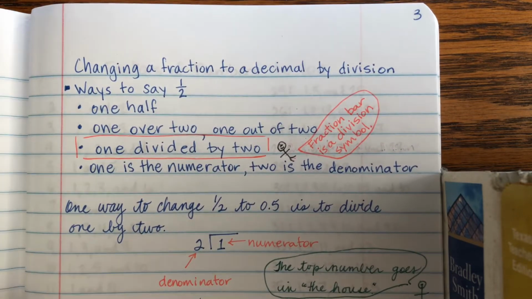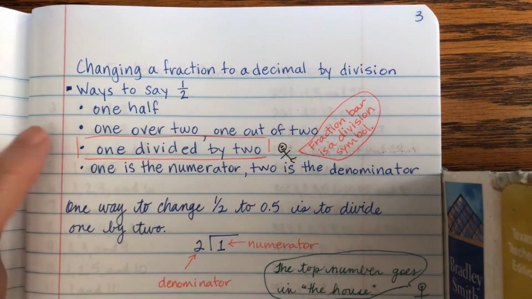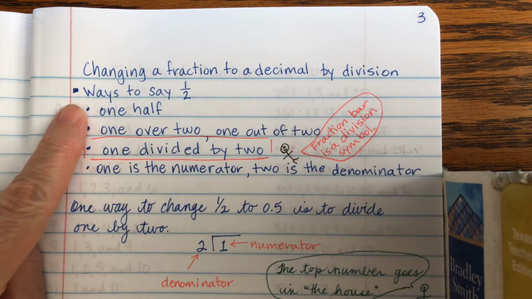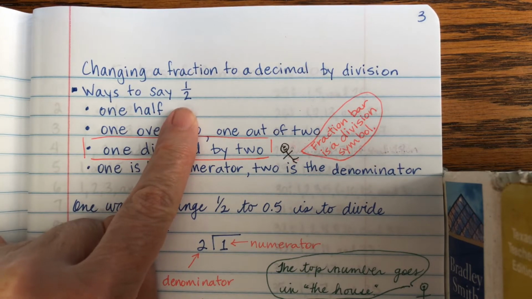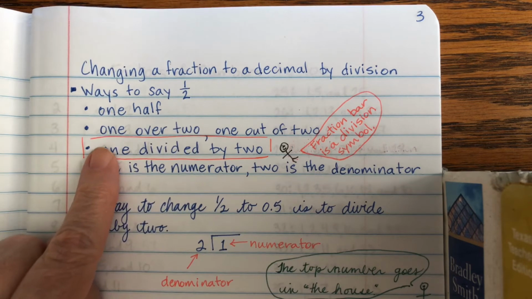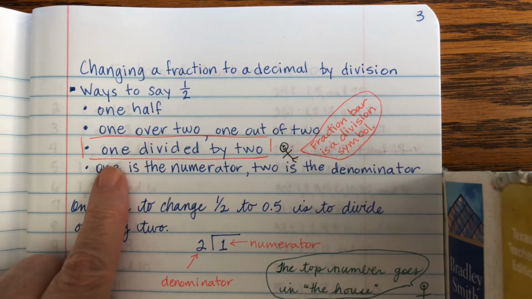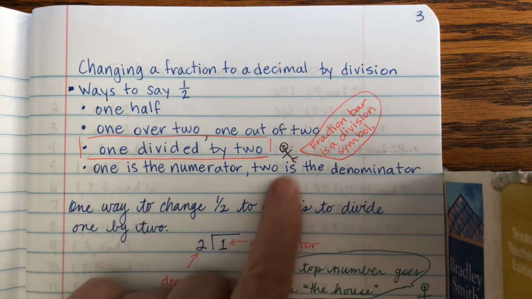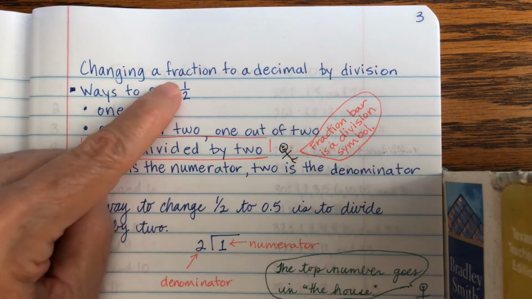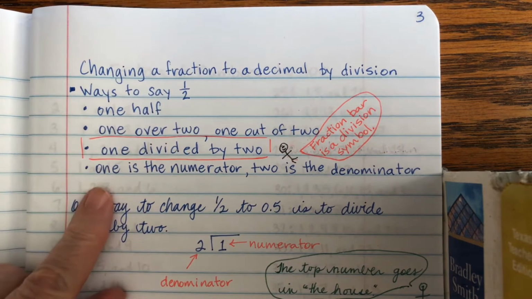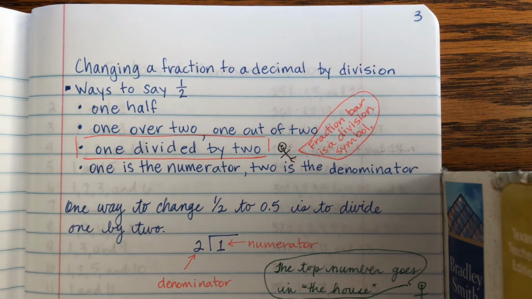So next I wanted to talk to you about changing a fraction to a decimal by division. That's the title line. Before we get started though, I want to talk about the different ways that you can say this number. You can call it 1/2, which is the common way of calling that number. You could say 1/2 or 1 out of 2. Please be aware that it's also called 1 divided by 2. Mr. Stick says fraction bar is a division symbol, and he's right. So this is 1 divided by 2. You could also say 1 is the numerator and 2 is the denominator.